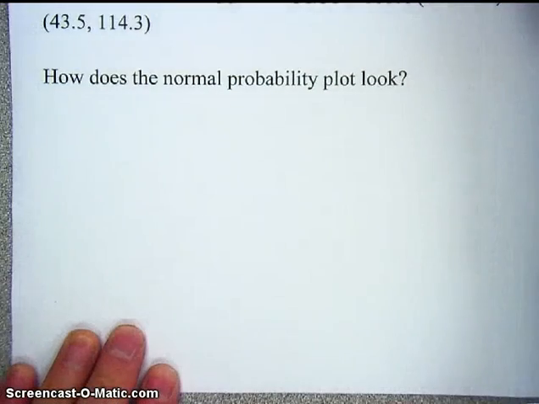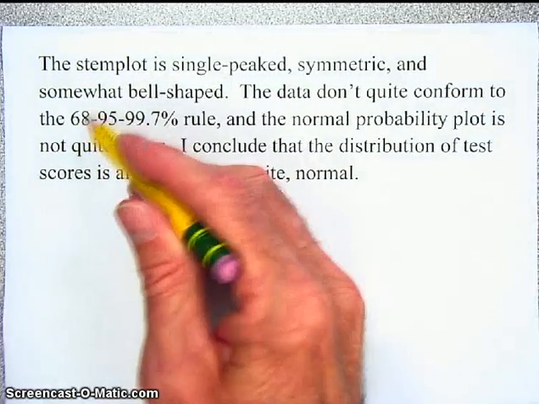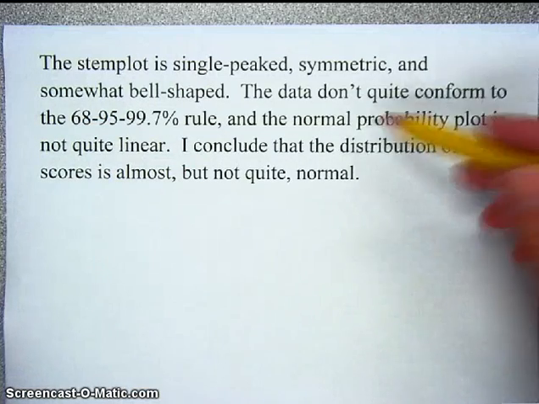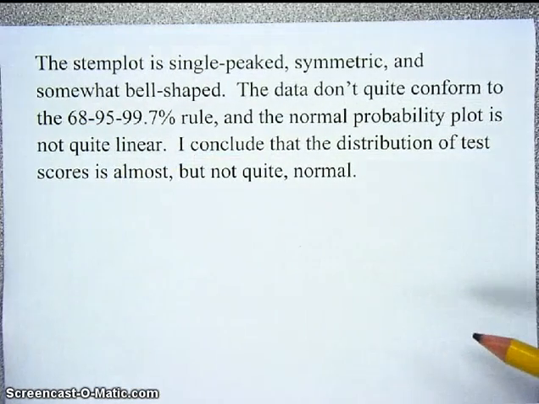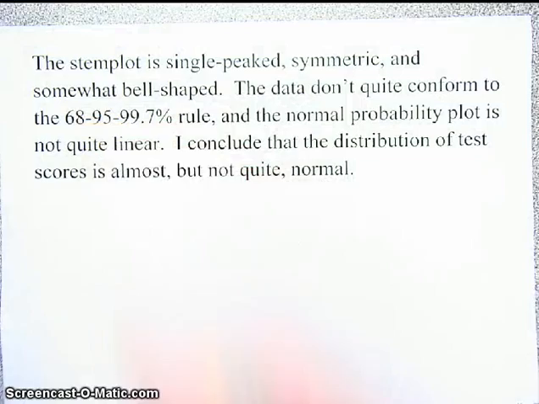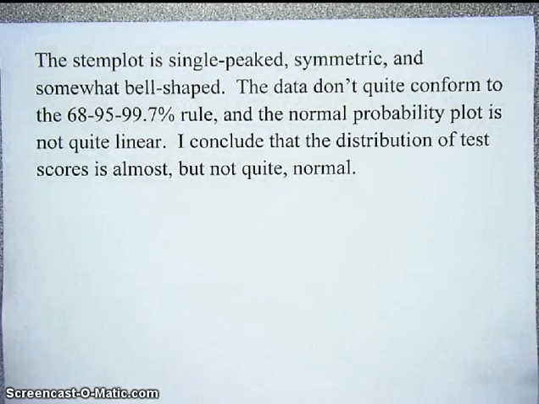Okay, so what's the bottom line? Well, we have a stem plot which is single peak, symmetric, and somewhat bell-shaped. That's a plus. The data don't quite conform to the 68, 95, 99.7% rule because we didn't have enough observations in the middle interval of X bar minus S and X bar plus S. And the normal probability plot is not quite linear. So my conclusion is that the distribution of test scores is almost but not quite normal. We have a slight deviation from normality as far as that count in that interval went, and other than that, things look pretty good. So in this situation, I would say they're close to normal, but not quite.